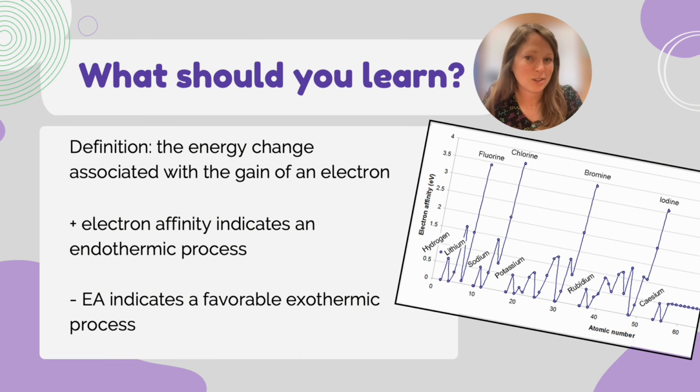So that's the gist of what you need to know with this, but you don't need to be able to predict the electron affinities. You might be given two electron affinities and have to explain why one is higher or lower than the other, but you won't have to make predictions about that.